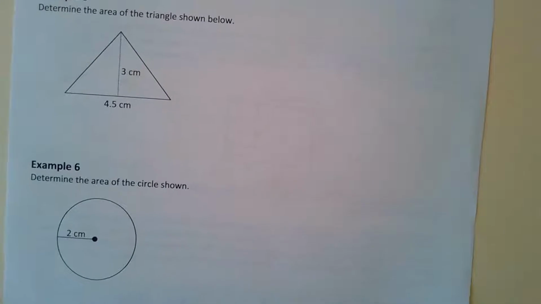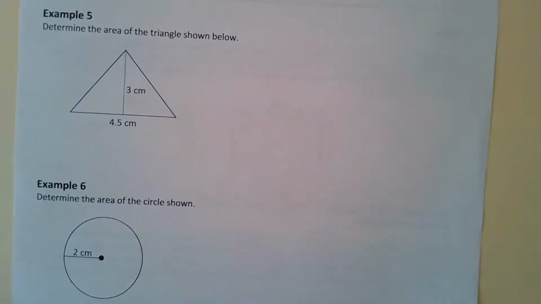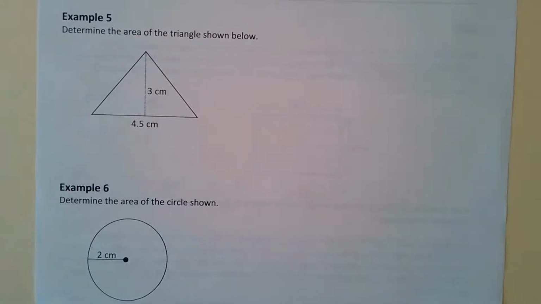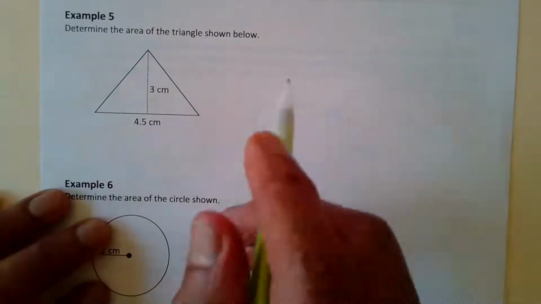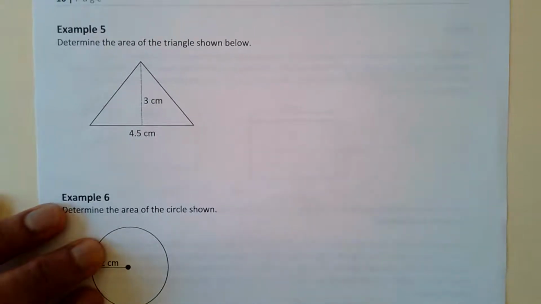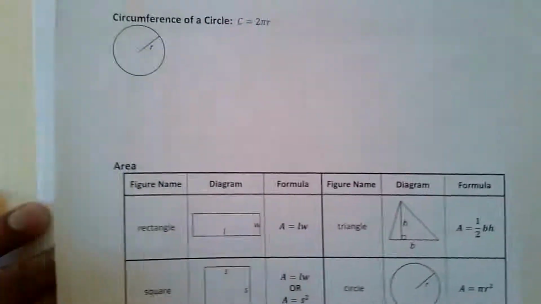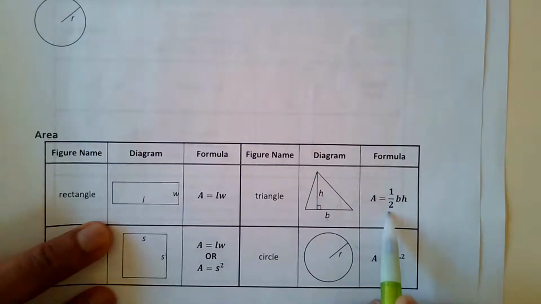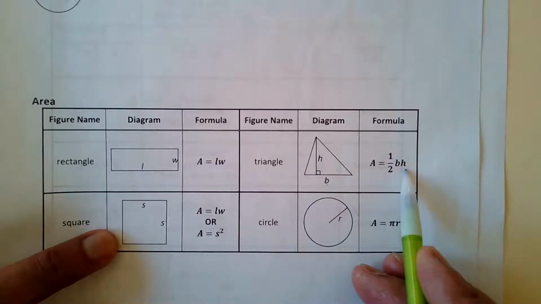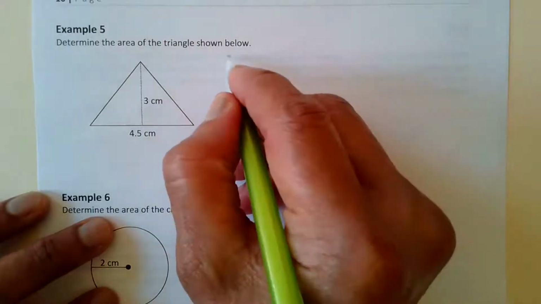Let's look at a few examples here. Example 5, you're asked to find the area of a triangle. So step 1, we record the formula for a triangle. Now, this is where you refer to your formula sheet here. The area of a triangle is half base times height, or base times height divided by 2. So we record that here.